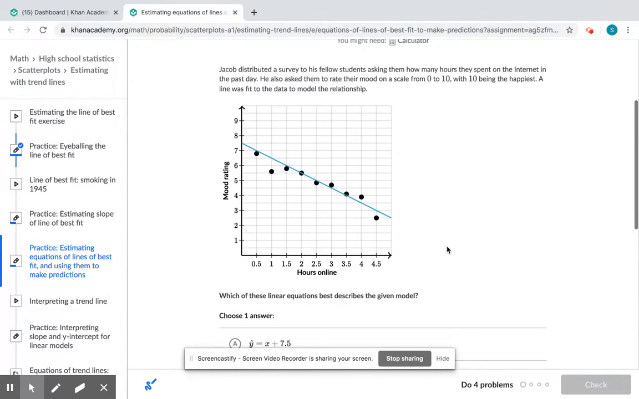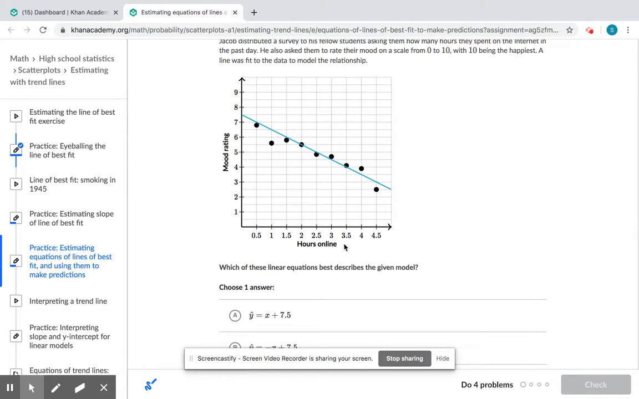So the question reads, Jacob distributed a survey to his fellow students asking them how many hours they spent on the internet in the past day. He also asked them to rate their mood on a scale from 0 to 10, with 10 being the happiest. A line was fit to the data to model the relationship. Okay, so the x represents our hours online and then mood rating.